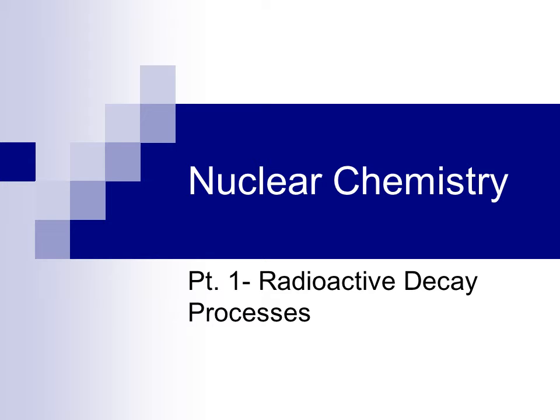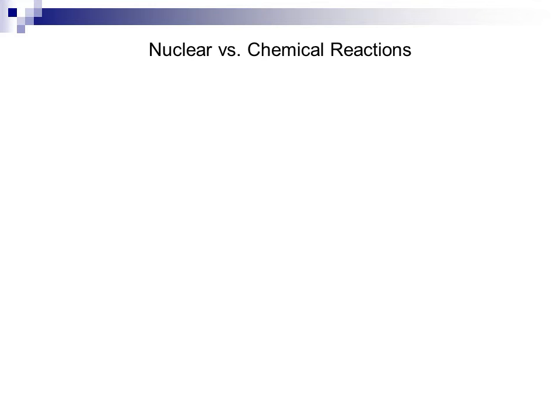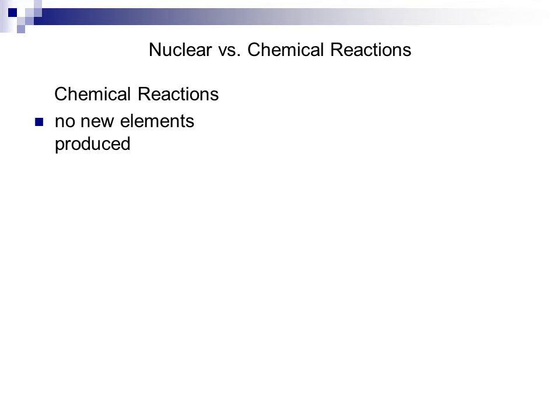Nuclear Chemistry, Part 1. What is the difference between a nuclear and a chemical reaction? In a standard chemical reaction, no new elements are produced. In the reaction, we only involve the electrons. The nucleus of the atom plays very little role in a standard chemical reaction.